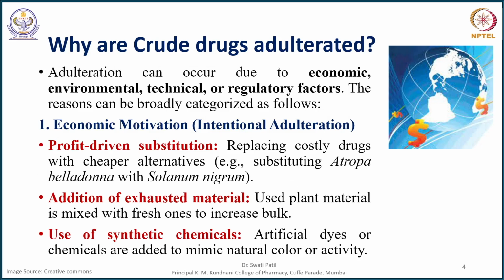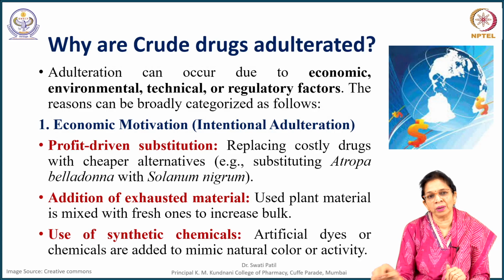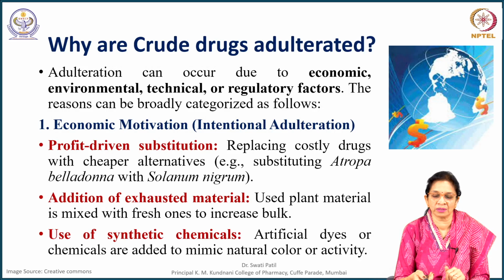Why are these crude drugs adulterated? Adulteration can occur due to economic, environmental, technical or regulatory factors. The reasons can be broadly classified as we are going to discuss now. The first one is economical motivation. This is an intentional adulteration.